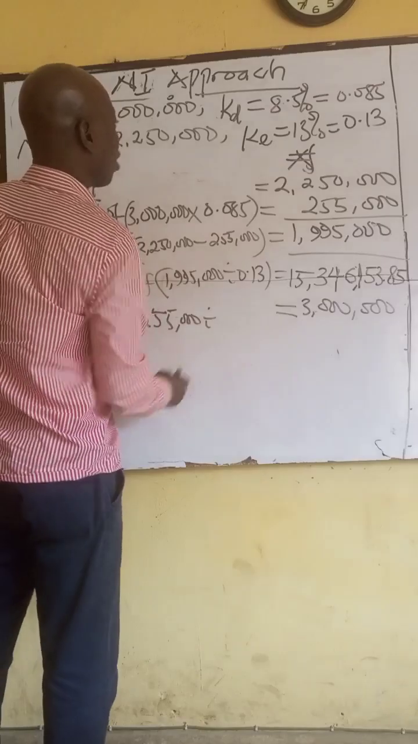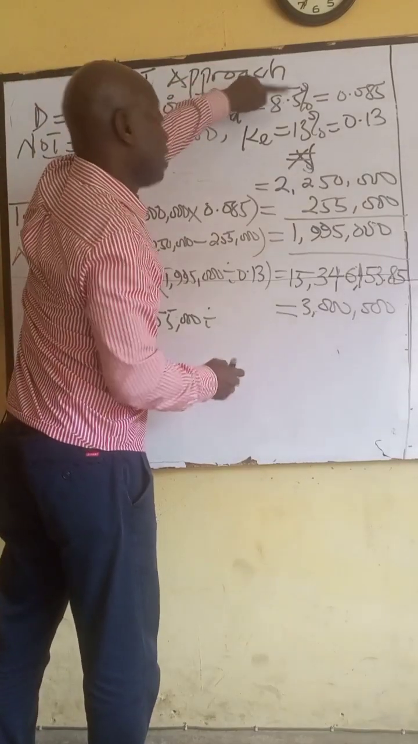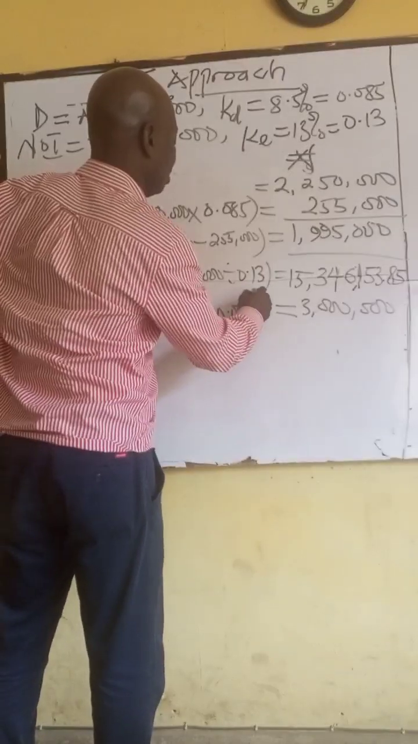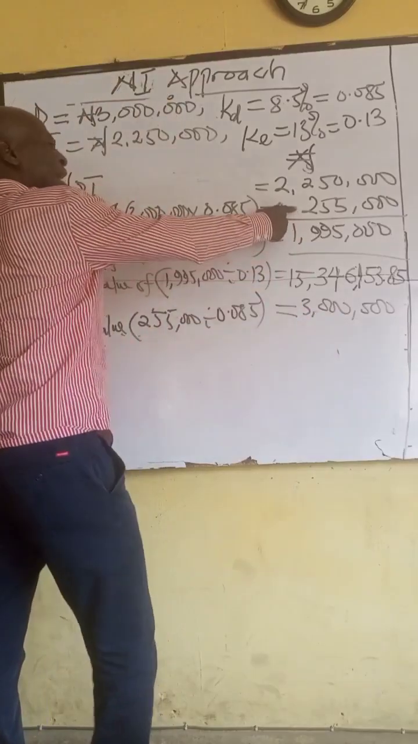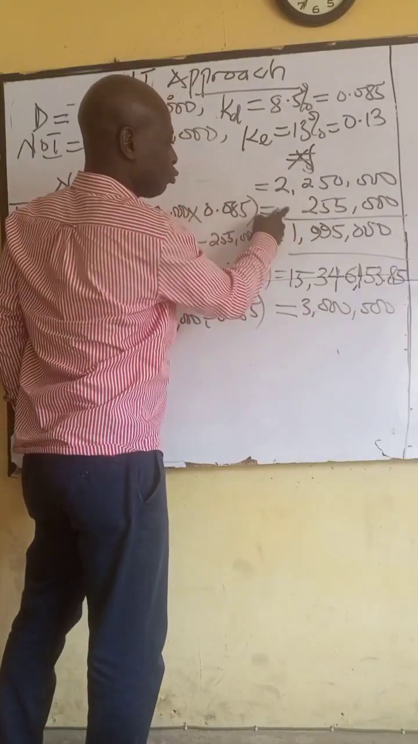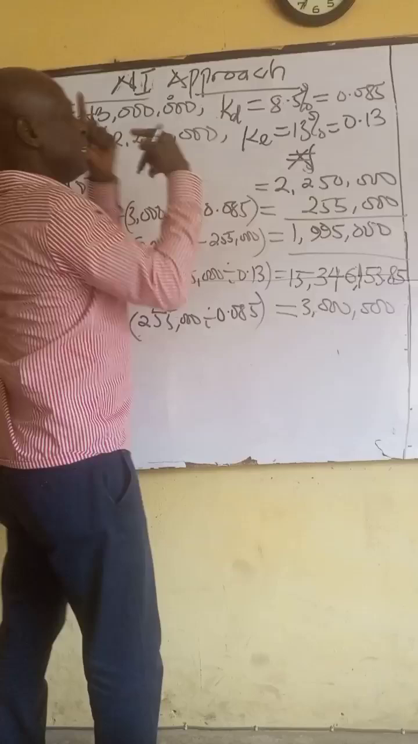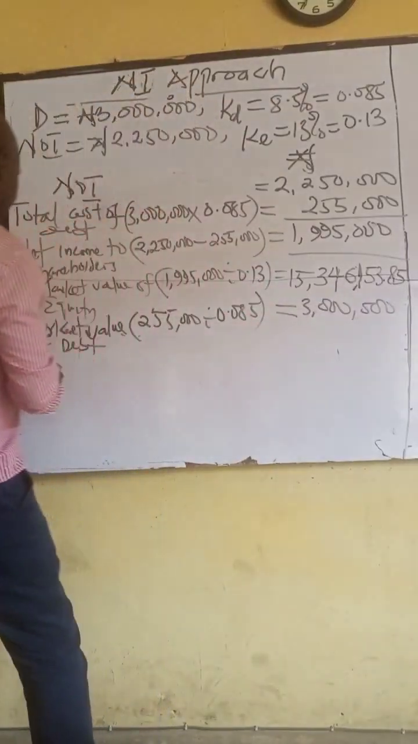That is 2,295,000 divided by cost of debt. That is 0.085. To get this figure, divide your answer in step 2, that is total cost of debt, divided by cost of debt. You get this?